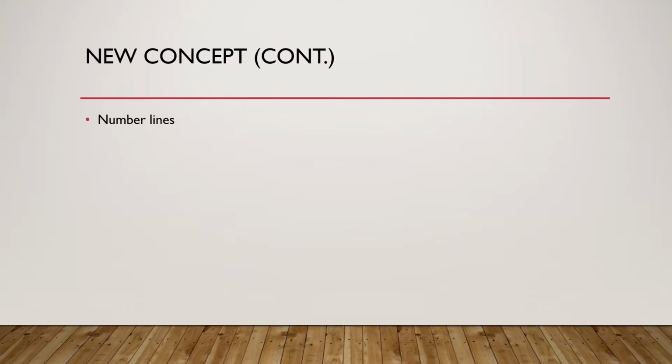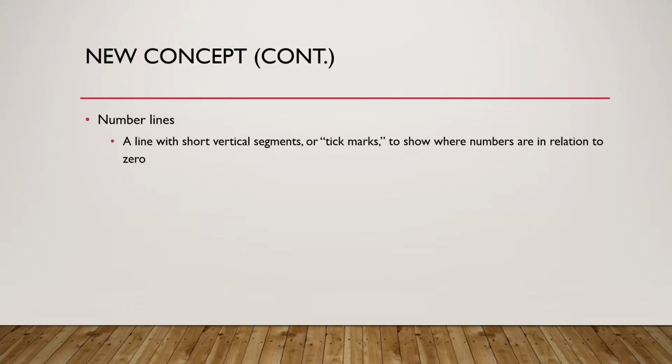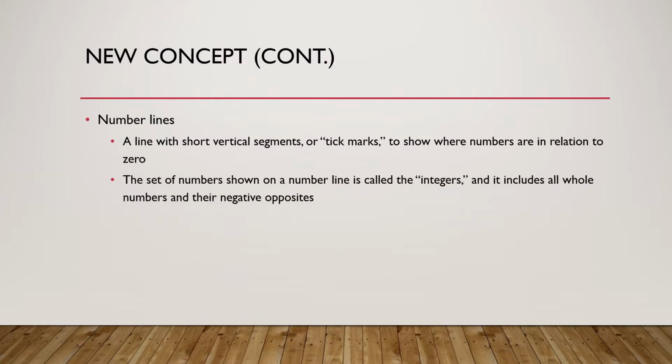Now we're going to take a look at number lines. So a number line is a line with short vertical segments called tick marks that show where numbers are in relation to 0. So they show how far a number is away from the number 0. There's a special set of numbers that are shown on a number line. They're called integers. And integers include all the whole numbers, so 0, 1, 2, 3, 4, 5, on, and their negative opposites, so -1, -2, -3, -4.